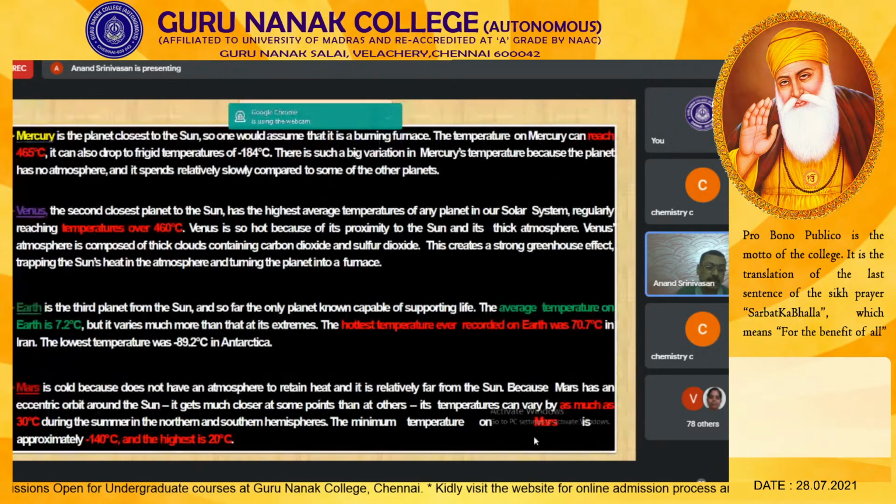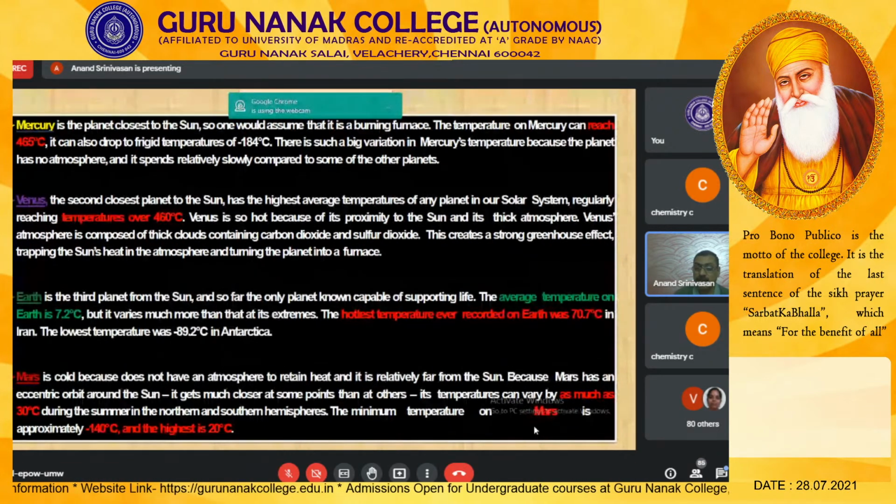And Mars, where so much exploration is going on, is cold because it does not have an atmosphere to retain heat, and it is relatively far from the Sun. Because Mars has an eccentric orbit around the Sun, it gets much closer at some times than others. So its temperature obviously varies as much as 30 degrees during summer in the northern and southern hemispheres. The minimum temperature of Mars is approximately minus 140 degrees centigrade, and the highest is 20 degrees centigrade. So again, there is no possibility that we can live on Mars.